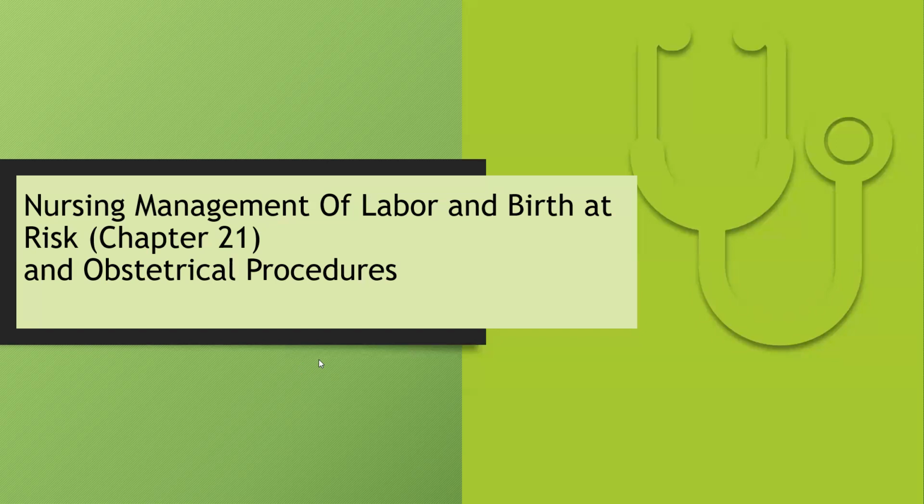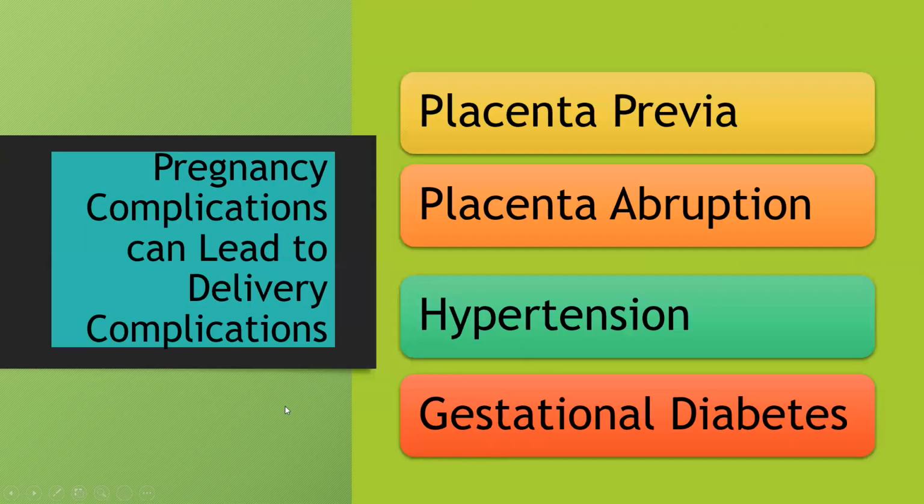Okay, so for your reference, this is chapter 21. A little bit of the disease processes from chapter 20 are included in here, and our obstetrical procedures. So pregnancy complications that can lead to delivery complications. We've already talked previously about placenta previa, placenta abruption. Remember the cardinal signs of both of those. Hypertension, we're going to spend an in-depth amount of time on that today.